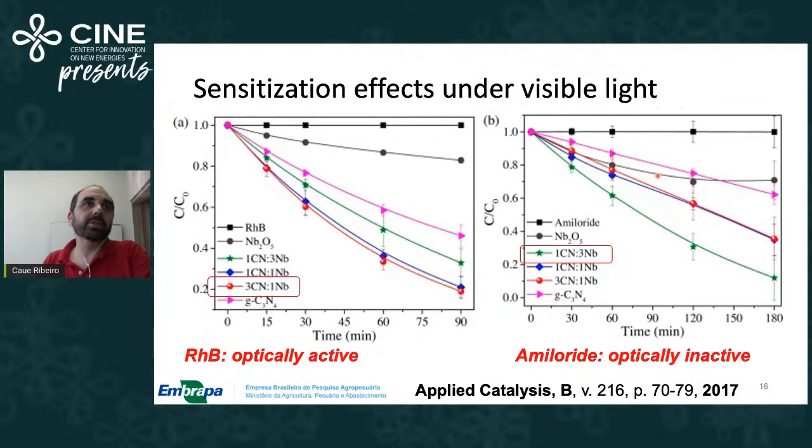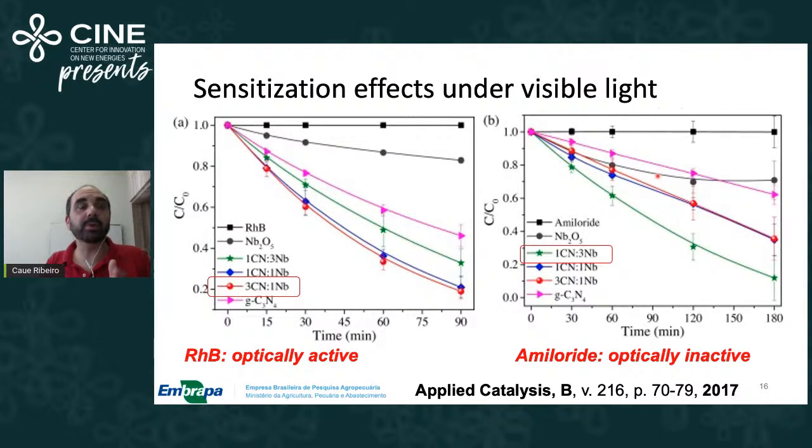And we can describe this sensitization effect as the absorption of a photon by the molecule, and this molecule injects this photon into the semiconductor. This is a very simplified way to describe the sensitization effect. But this is interesting to understand how this affected the performance of the catalyst.